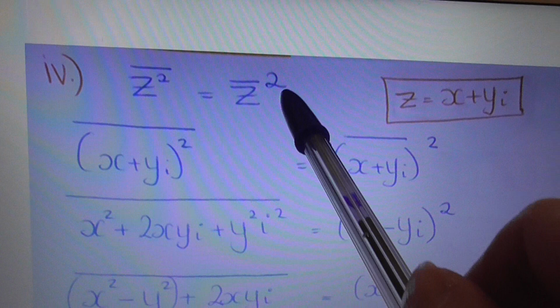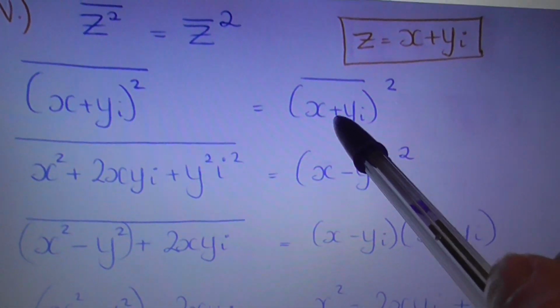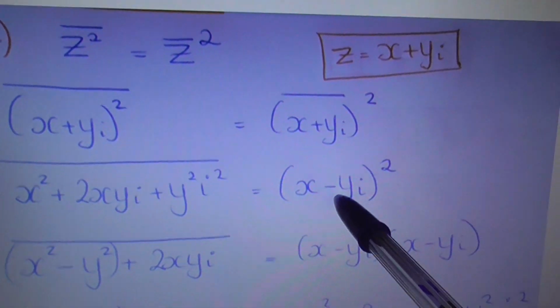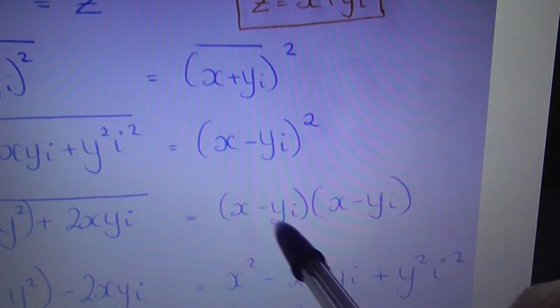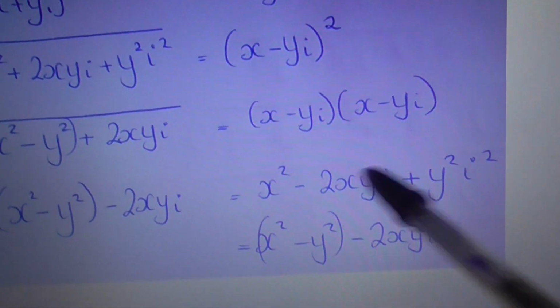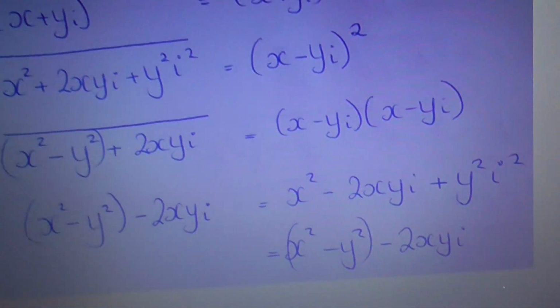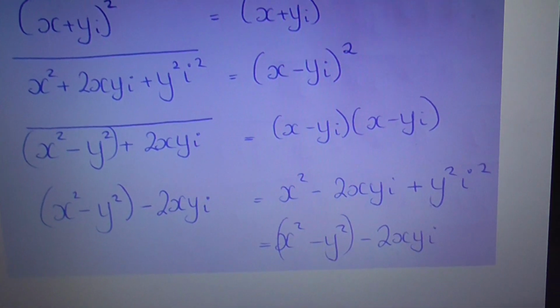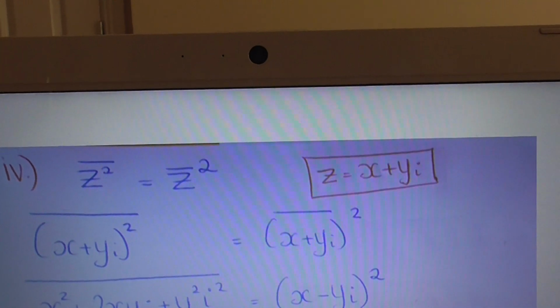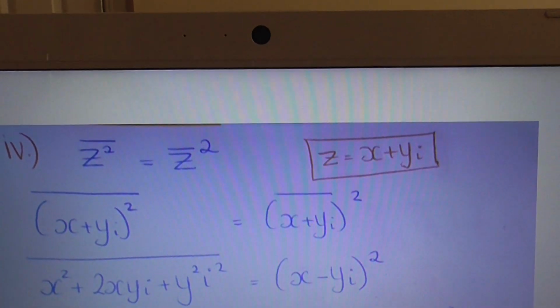Let's look at the right-hand side. I'm trying to prove z conjugate, all squared. Well, this was z, okay? I want to get the conjugate of z, which is x minus yi. I then want to square that, split the brackets, multiply it out, change that to a minus 1, and group your reals with reals, imaginary with imaginary. Your left-hand side is equal to your right-hand side. So I've now proven that z squared conjugate is equal to z conjugate, all squared.